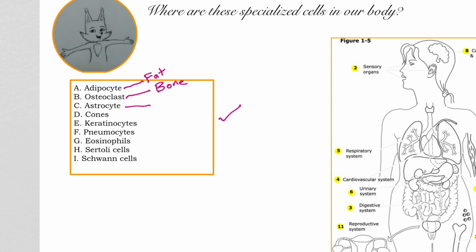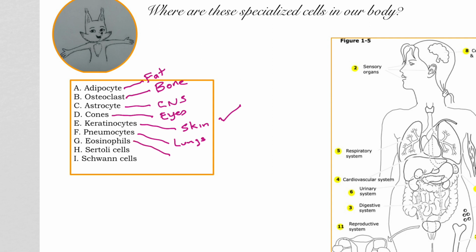Astrocytes. Central nervous system. Cones. Yes, eyes. Keratinocytes. Skin. Good. Pneumocytes. Yes, lungs.